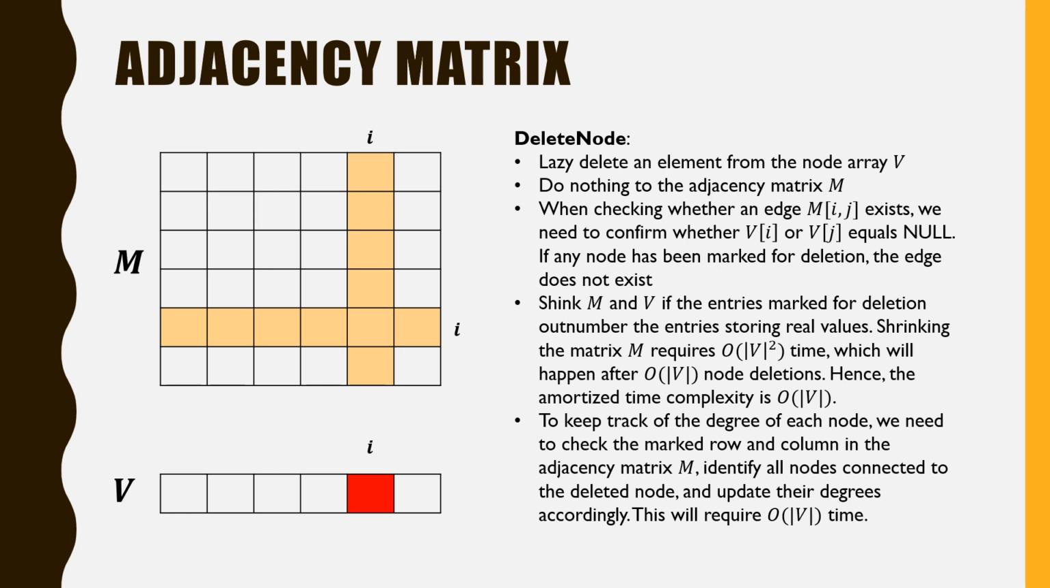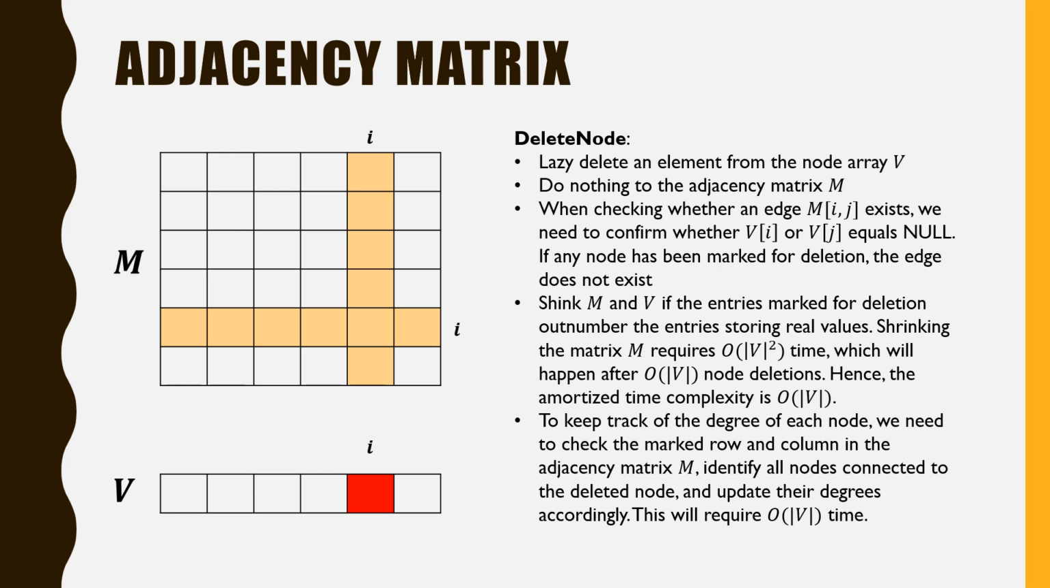The next operation is delete node, which removes a node from the graph along with all its associated edges. In this case, to remove node i, we need to delete the ith entry in the node array V and the ith row and column of the adjacency matrix M. Instead of performing immediate deletions that require excessive data movement, we use lazy deletion. Specifically, we mark Vi null, indicating that node i is deleted.